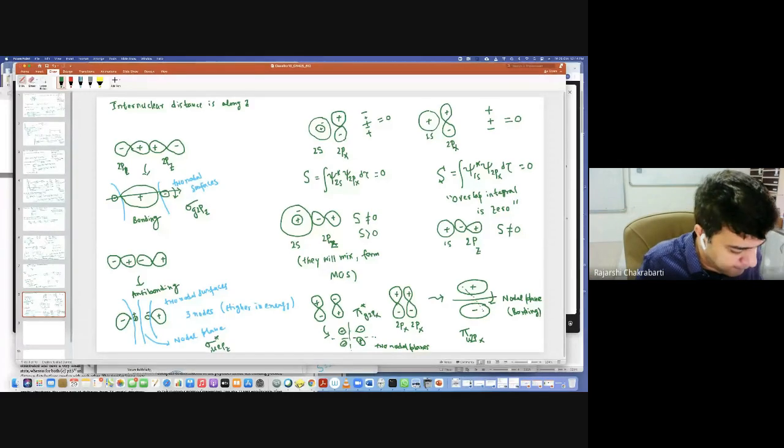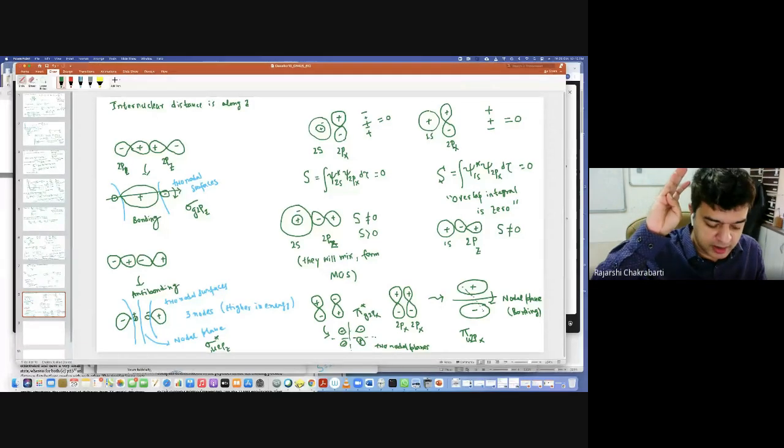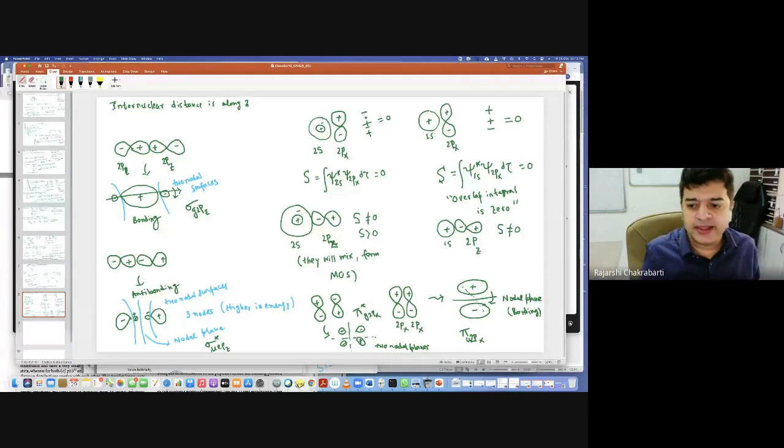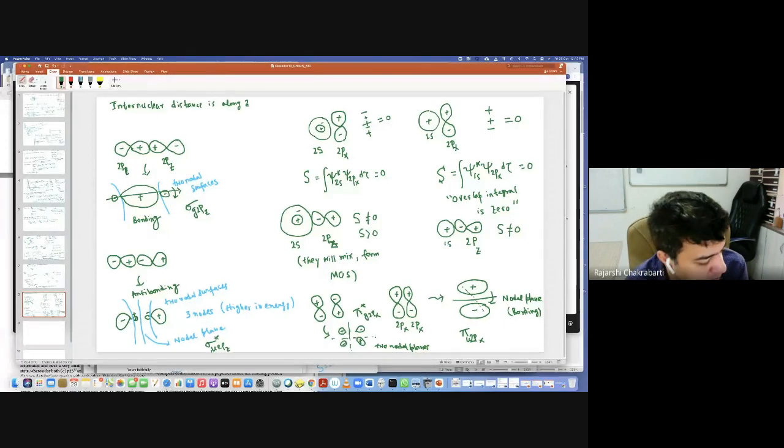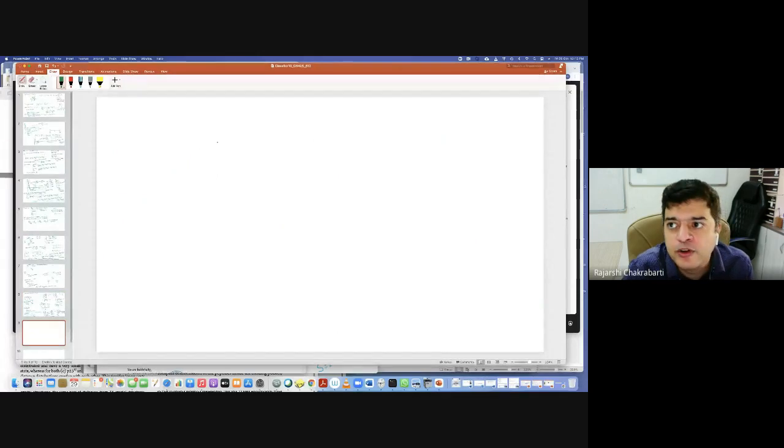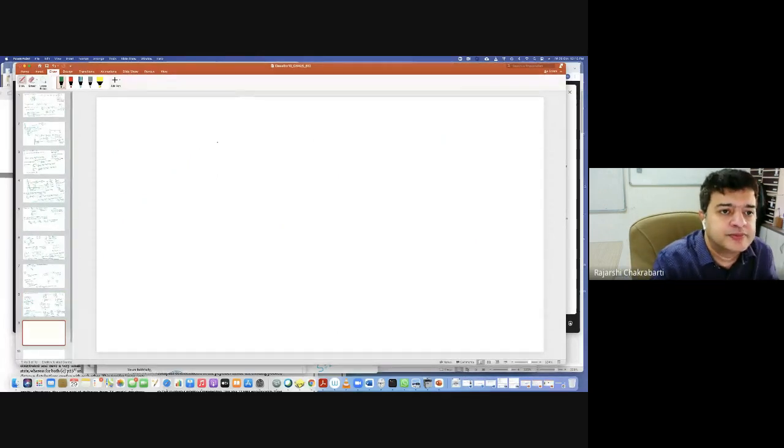Okay, is it clear to all of you? Cylindrical symmetry gives you sigma. If you don't have it, then it's pi. And then the inversion operation: if the operation changes sign, it is u. If it does not change sign, it is g. And star is if it is anti-bonding. Very simple rules. Now with that, let us try to construct the MO diagram for a general diatomic molecule.